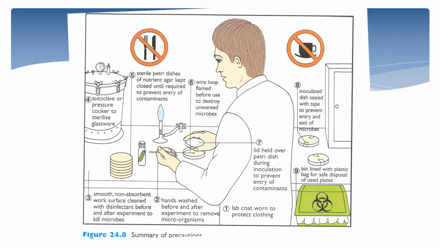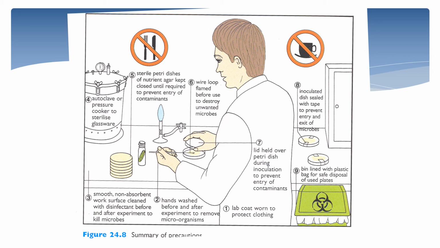So to culture and grow microorganisms such as bacteria, we need to use aseptic conditions. For example, in a lab, your first step would be to wear a lab coat, so you would be protected and also your clothing would be protected. And then you'd need to wash your hands before and after the experiment to remove microorganisms, so you don't end up having them on your hands and then eating food with microorganisms, or it would make you ill. Then you would use a smooth, non-absorbent work surface cleaned with disinfectant before and after the experiment so that the microbes were killed. You would autoclave or pressure cook everything, so to sterilize all of your glassware. An autoclave heats it to really high temperatures above 100 degrees, so it kills all of the bacteria, etc. So that's number 4.